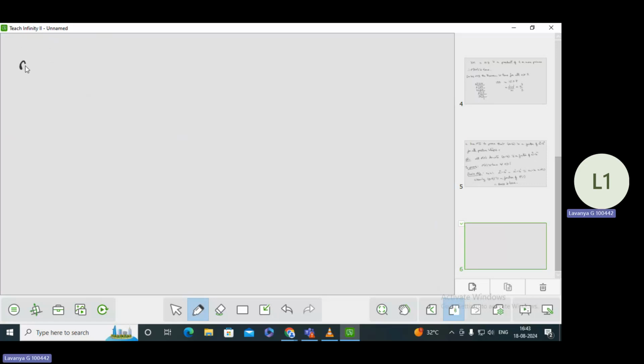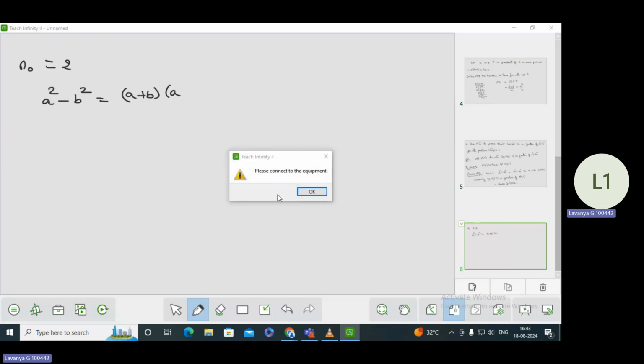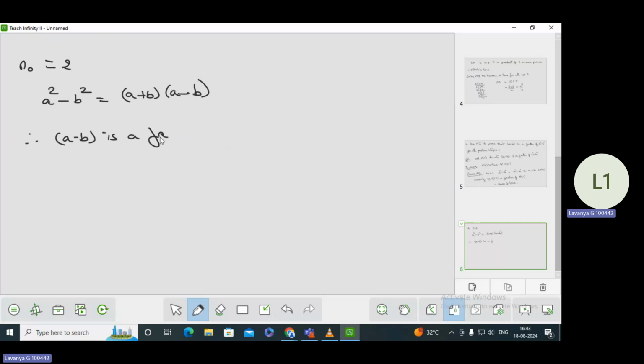Next, consider n naught equal to 2. I will have a power 2 minus b power 2. This is again a plus b into a minus b. Therefore, a minus b is a factor of a squared minus b squared, correct? Hence, P of 2 is also true.